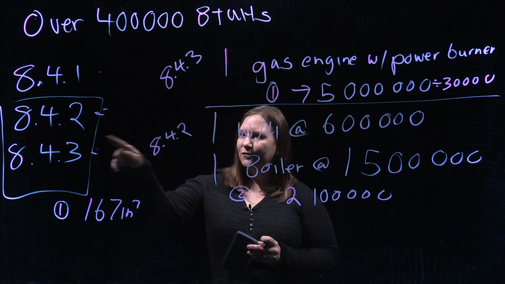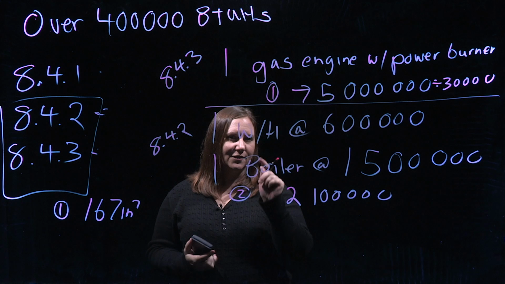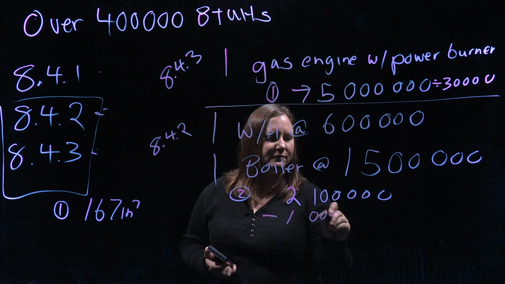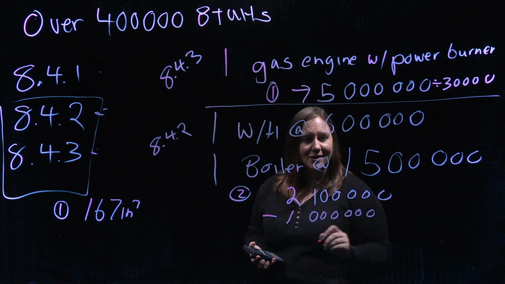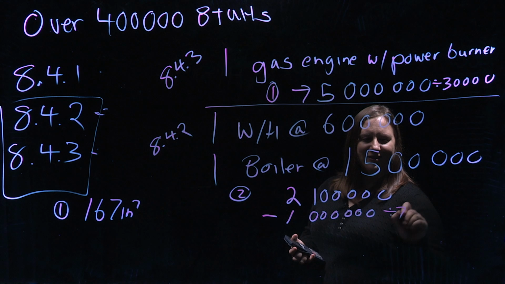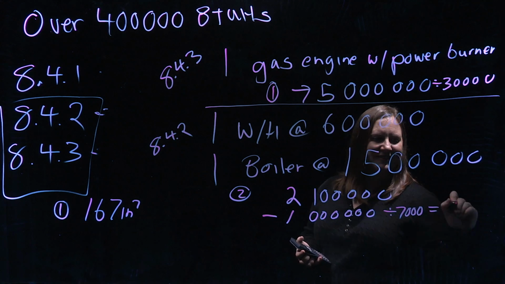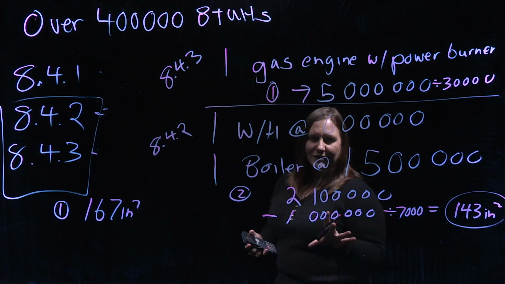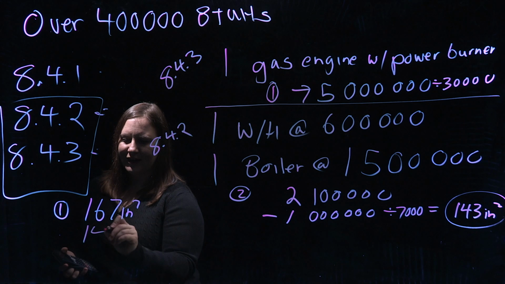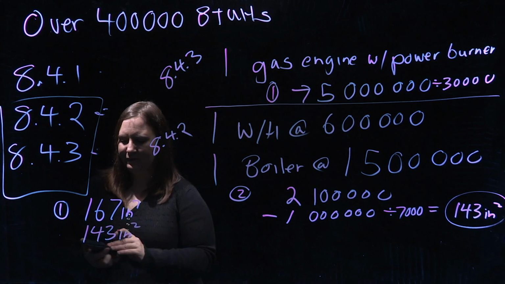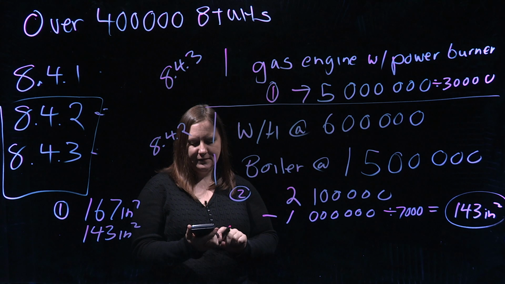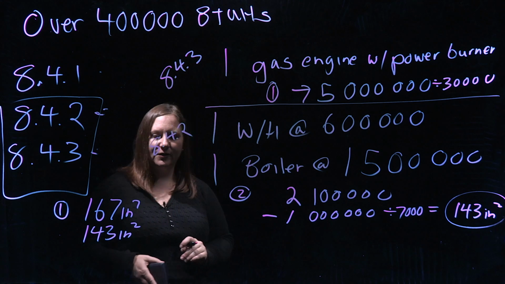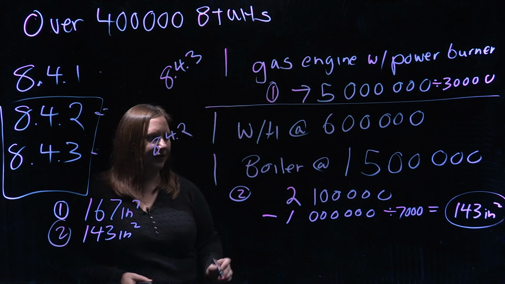So I read the rule from 8.4.2. It says for the first million BTUs, so let's take that away separately, I need 1 square inch per 7,000 BTUs. And that gives me 143 square inches. So I'm going to put that 143 square inches over here. Let's just double check. Yeah, it's 142.857. So we've got 143 square inches from our second calculation.